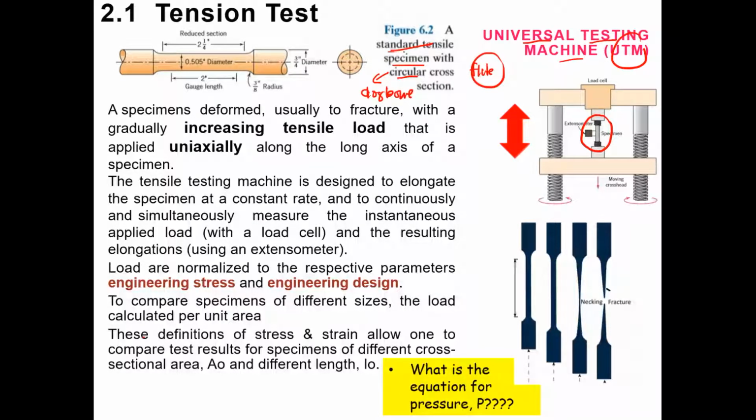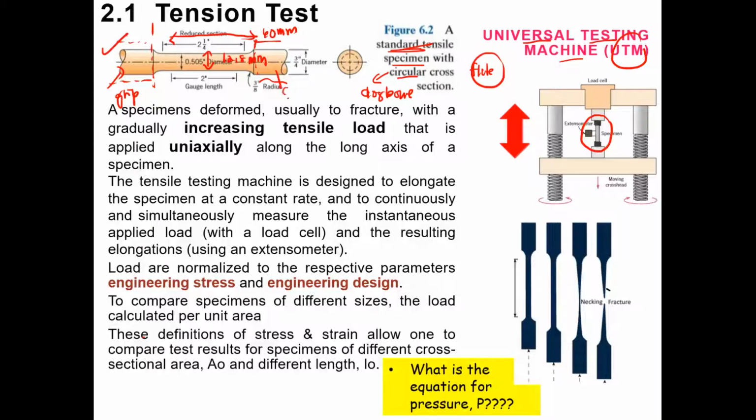Okay, basically in a standard tensile specimen, we have this kind of specimen. This is the diameter, approximately around 12.8 mm, and the radius section here is around 60 mm. Also we have this region, which we call the grip region. Why do I say this is a grip region?